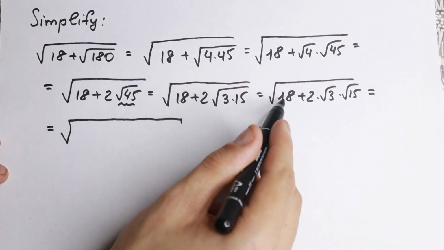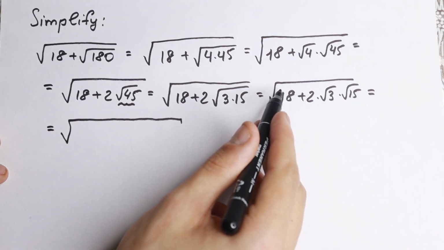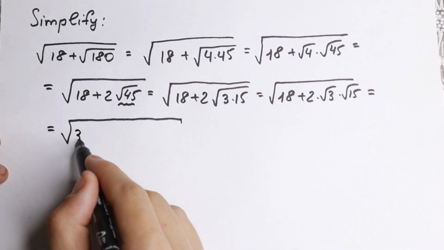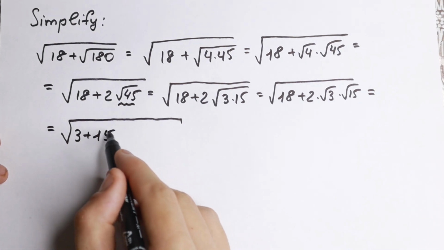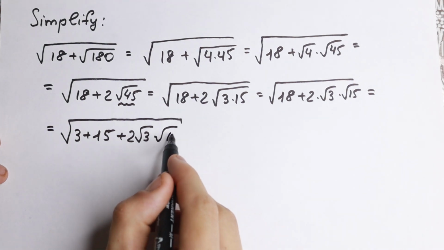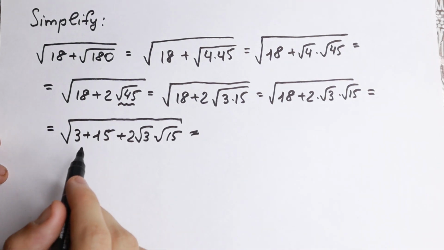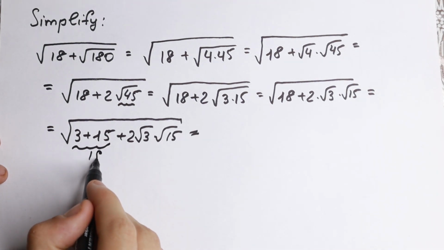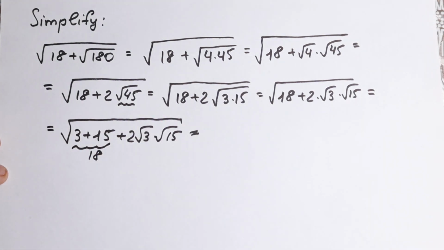First of all, this 18 can be written as 3 plus 15. So we can write it as 3 plus 15 and plus this expression, so plus 2 times square root of 3 times square root of 15. So I hope you understand this step. This is the same 18 as right here in the beginning.